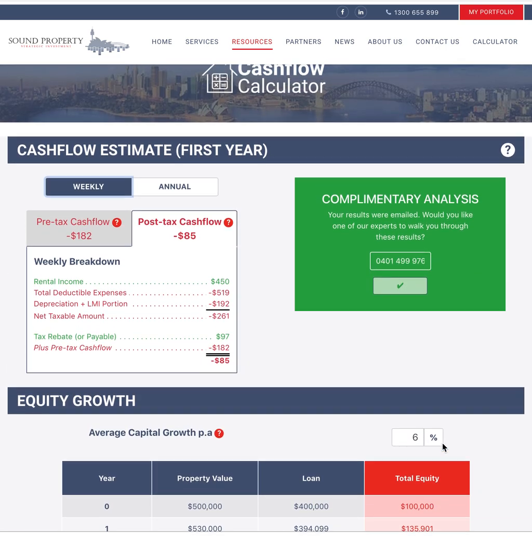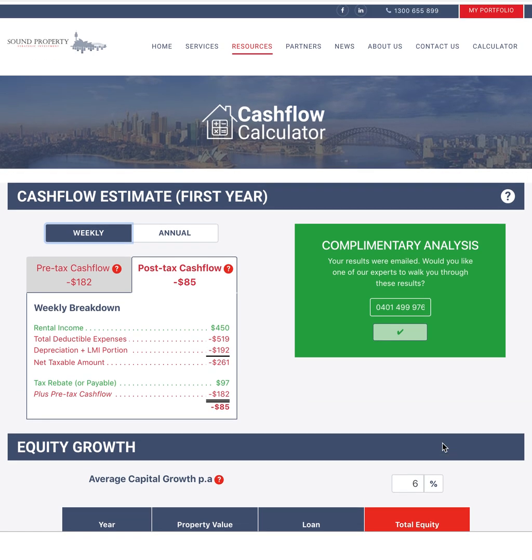So that's a quick overview of the Sound Property Cashflow Calculator. I hope you found this tutorial useful. If you do have any other questions or would like help to understand the numbers, please reach out to one of our team and they'll be in touch shortly to walk you through your numbers.